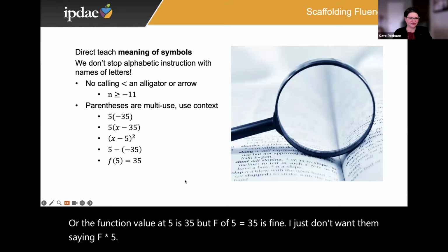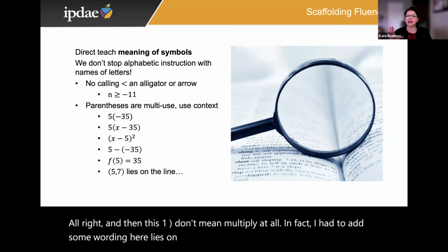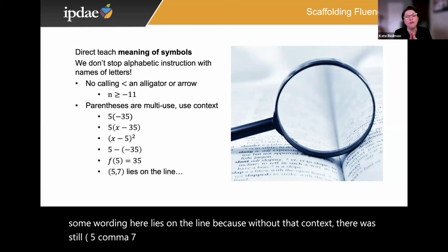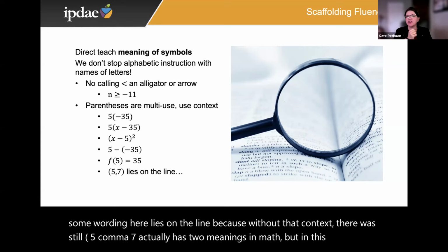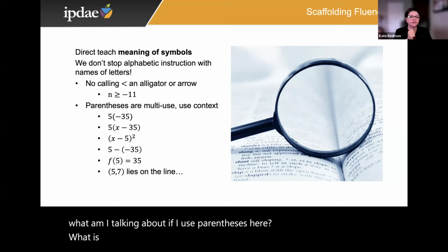All right. And then this one, right? Parentheses don't mean multiply at all. In fact, I had to add some wording here, lies on the line, because without that context, parentheses 5 comma 7 actually has two meanings in math. But in this context, what am I talking about if I use parentheses here? What is being indicated?